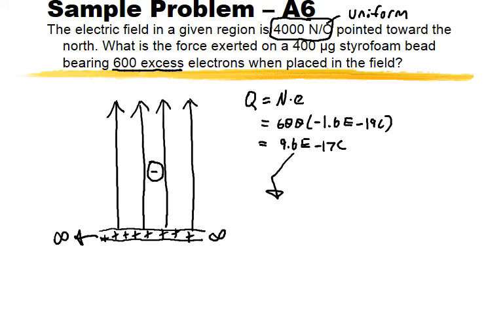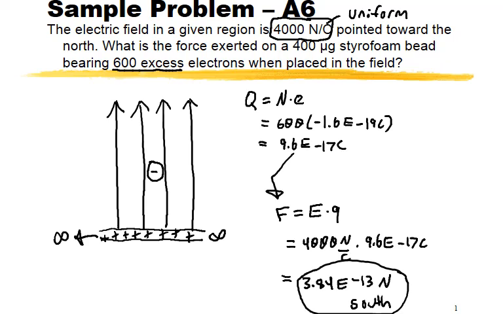All right, so the total amount of charge is 9.6 times 10 to the negative 17th coulombs. That's because we have 600 of the elementary charges, so we'll multiply those two. Force equals E times Q, so we know the field, we have the charge, and so this will be the force on it: 3.84 times 10 to the negative 13th newtons to the south.